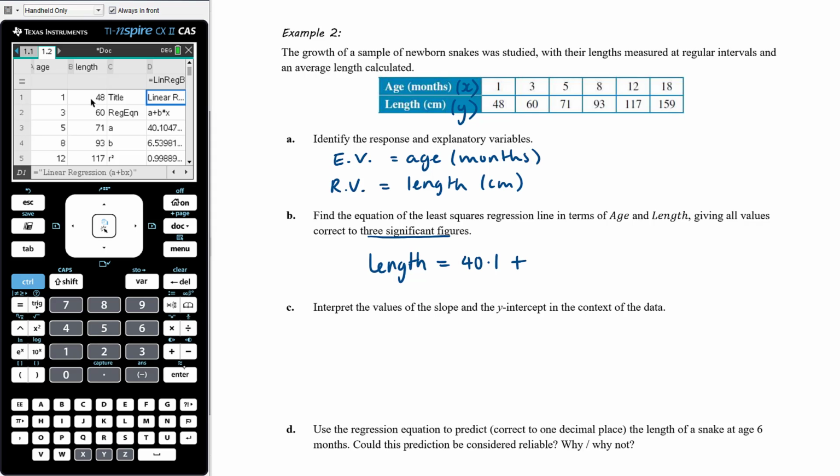Plus our gradient to 3 significant figures, which is 6.54 multiplied by x, which in this case is age. So length of the snake is equal to 40.1 plus 6.54 times age. Interpret the values of the slope and the y-intercept in the context of the data.